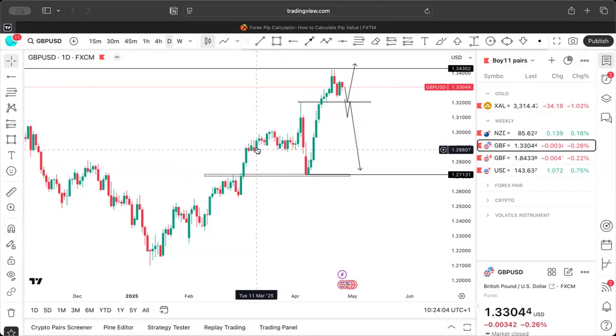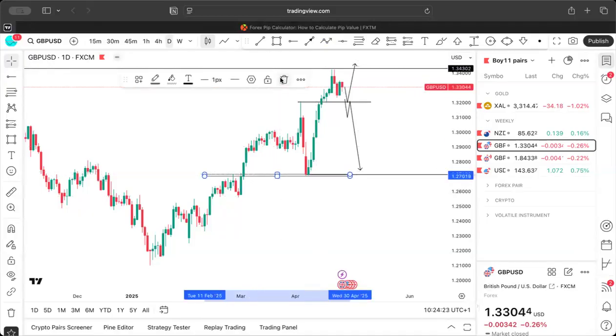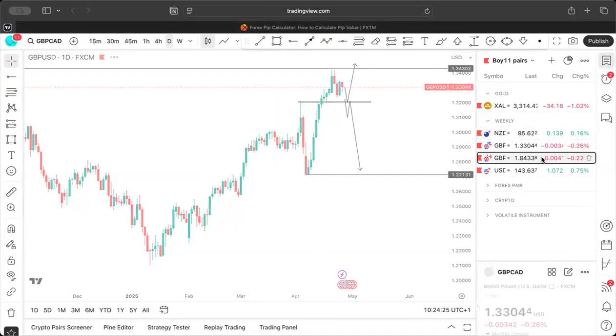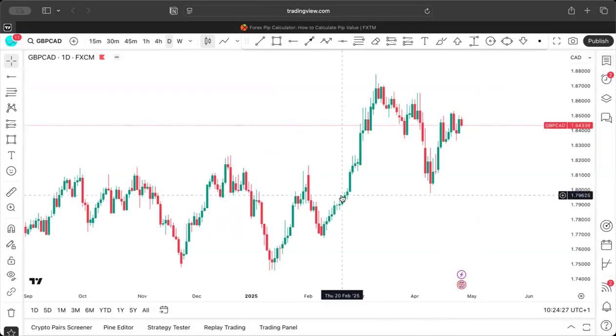1, 2, 3, 4, 5, up to 20. About 3 weeks of a ranging market here. And then it took out all of this liquidity around here, tapped into this level, and then it just skyrocketed into the next level. So this is exactly what I think would happen on GBP CAD.